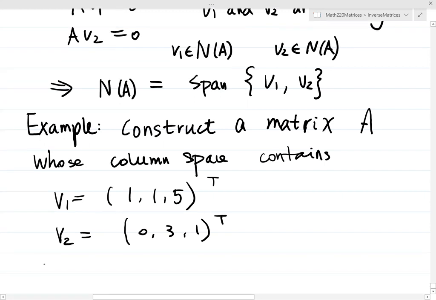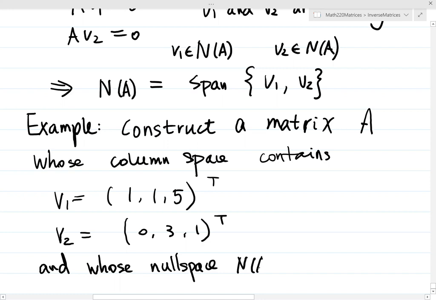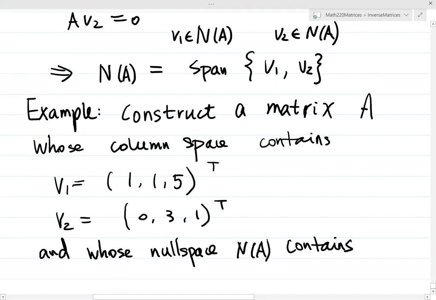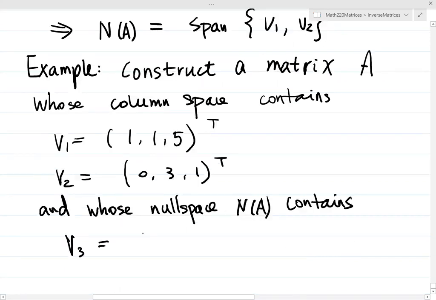And whose null space N(A) contains this vector V3, which is 1, 1, 2. Okay, its transpose.